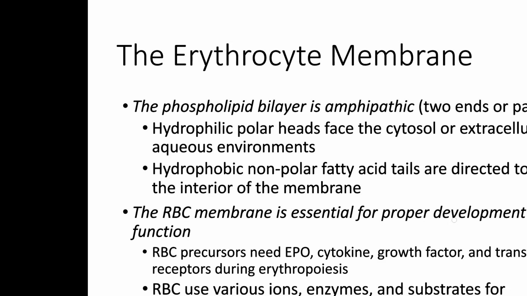So the erythrocyte membrane is made up of this phospholipid bilayer. When we talk about it being amphipathic, that means it has two ends or parts. The hydrophilic polar heads will face the outside or the inside of the cytosol, while the tails will face each other, sandwiched in between the membranes. The polar heads are hydrophilic, and the fatty tails are hydrophobic.